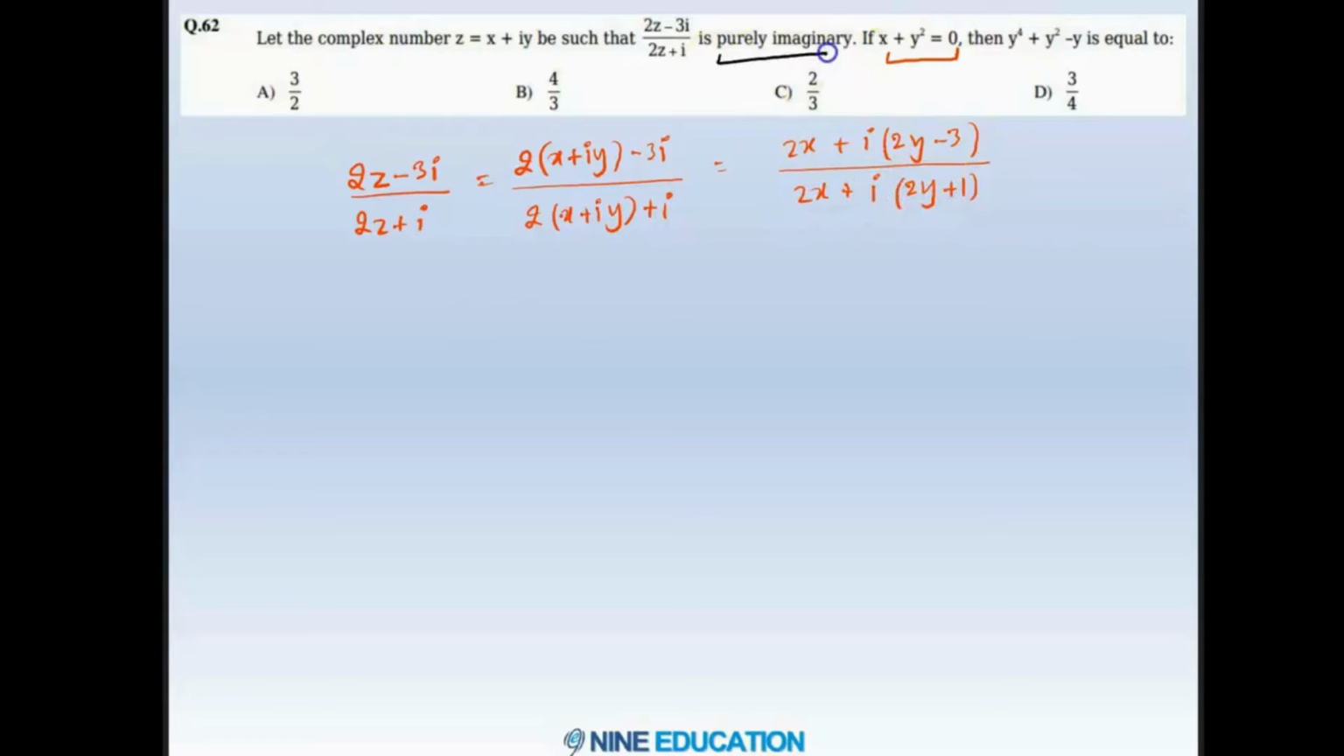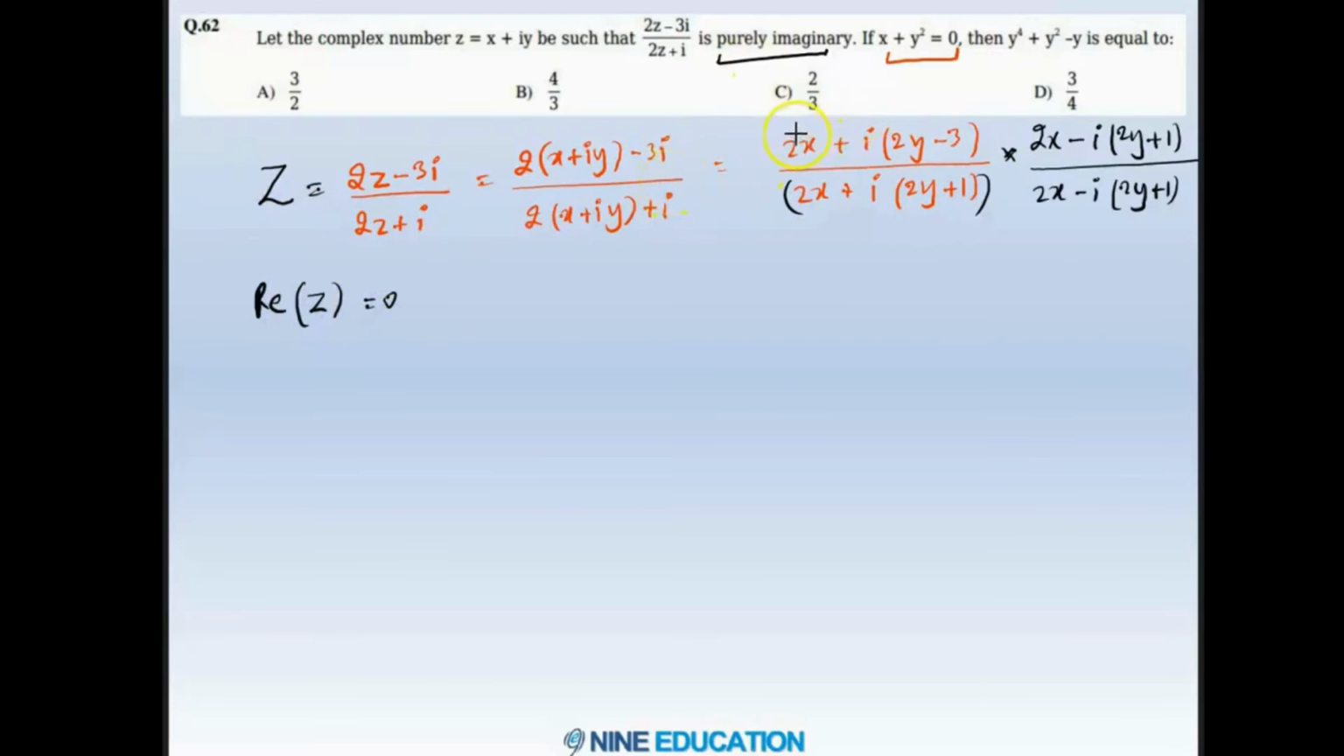For making this purely imaginary, I need to put the real part equal to 0, and to get the real part I need to remove this iota term from the denominator. So I am multiplying by its conjugate, 2x minus i(2y plus 1), in the numerator as well as the denominator. Since we have to put the real part of this complex number Z, let's suppose, equal to 0 for making it purely imaginary.